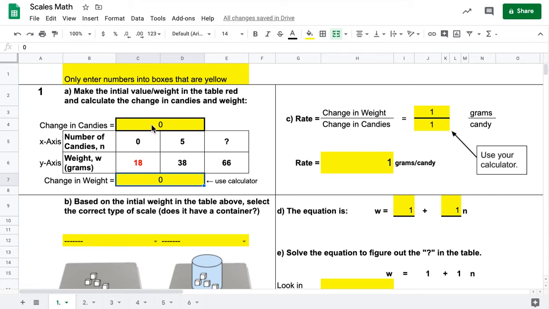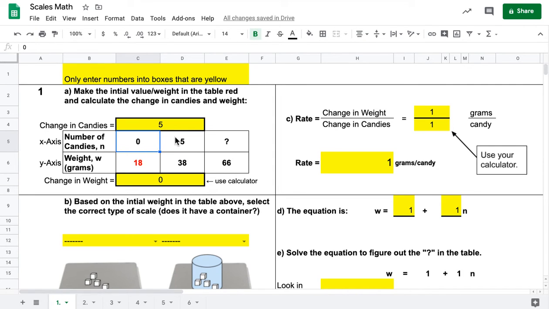Okay, the next thing we want to do in A is do the change in candies and the change in weight. So the number of candies: we start with 0 candies, and then we put 5 more candies on. So the number of candies increased by 5. That's kind of obvious. Now the weight, though, how do we do that? When we had 0 candies on the scale, it weighed 18 grams. After 5 candies, the total weight on the scale, including a container if there was one, was 38.